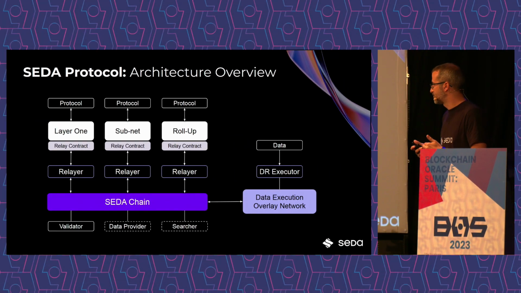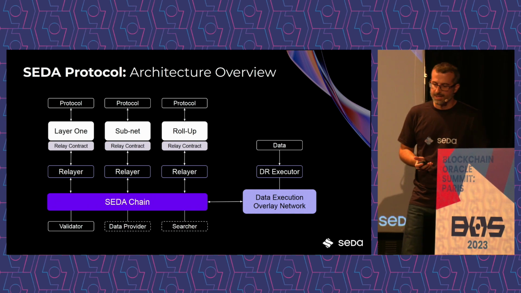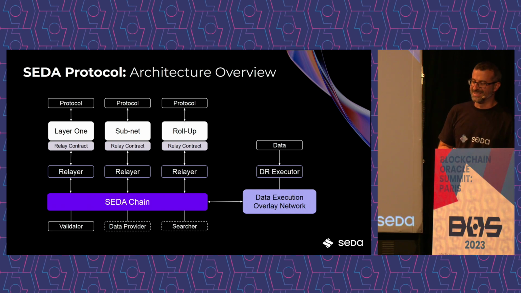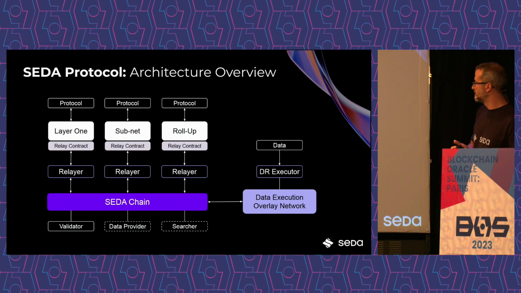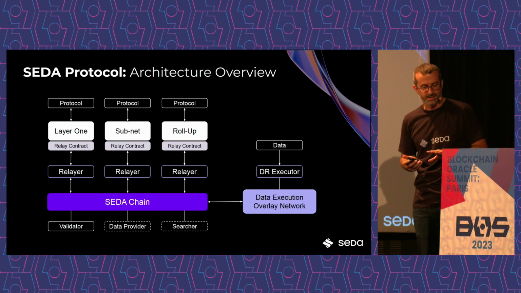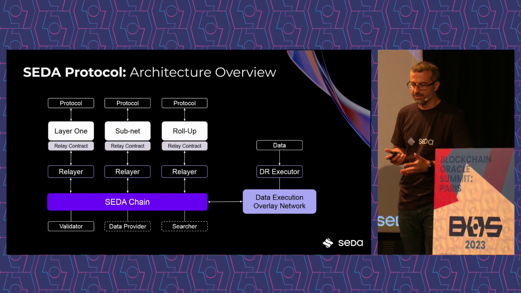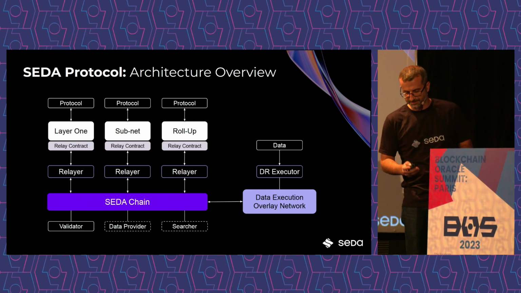As I tried to mention before, it's important to highlight that this data is going to be fetched and executed in an overlay network that sits, in this case, on the side of the SEDA chain. The data request executors will be fetching the data and reporting the results back to the SEDA chain as transactions. Then these transactions are aggregated into one single data point by a WASM execution performed by the main chain validators.